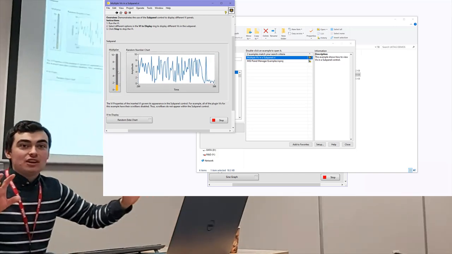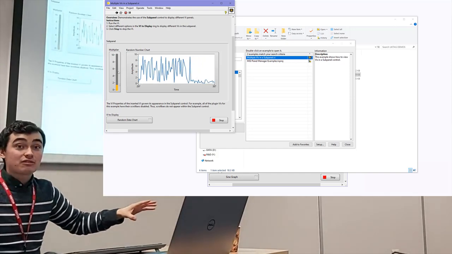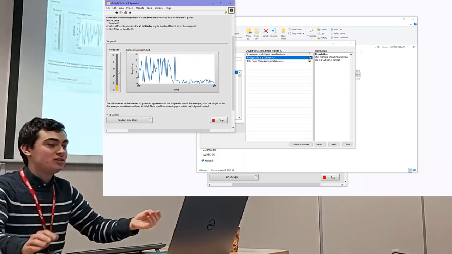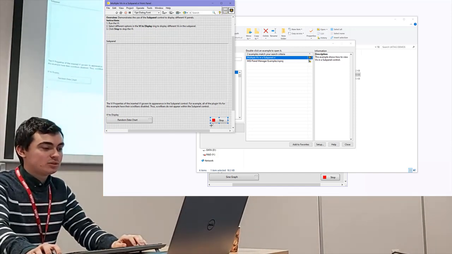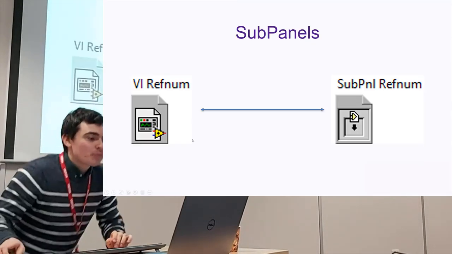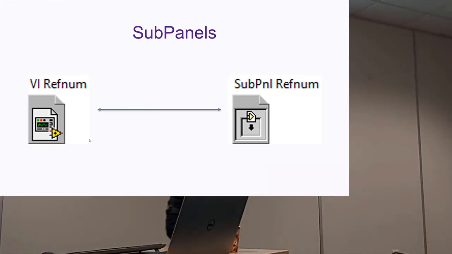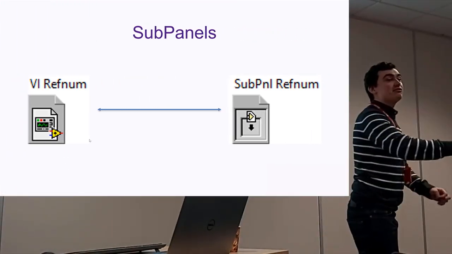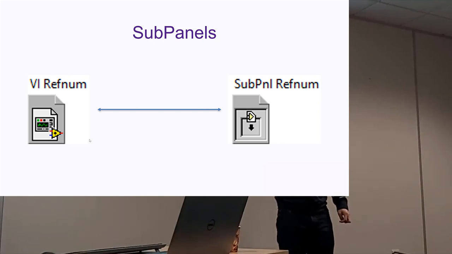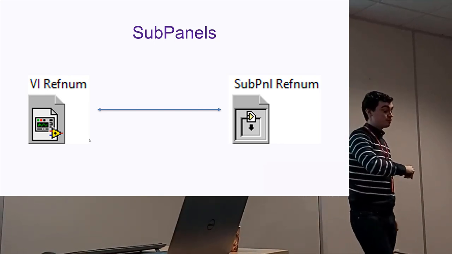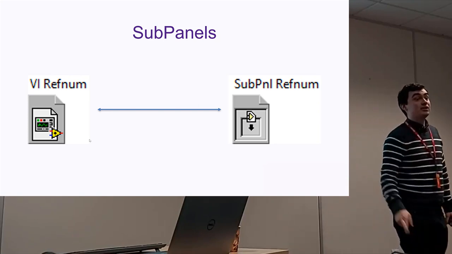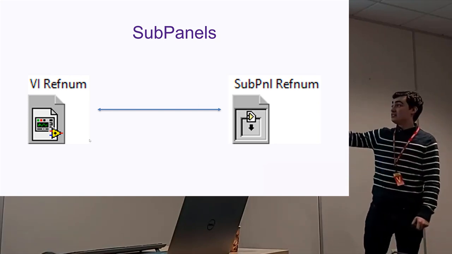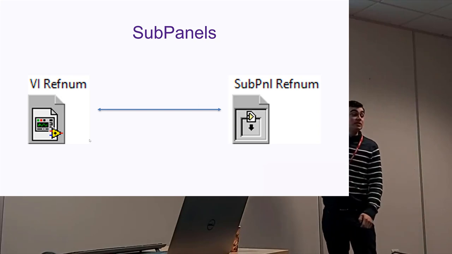All of these VIs are running asynchronously in the background, but you as a user can choose just to show one of them. Basically, to use a subpanel, you need to either get the VI reference to the subpanel or the subpanel reference to the VI. It doesn't matter which way you do it, so long as at some point they become buddies and you can insert the VI into the subpanel.